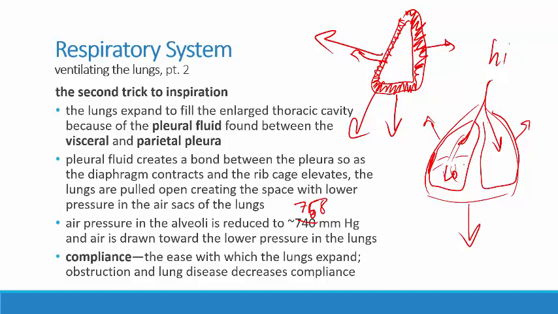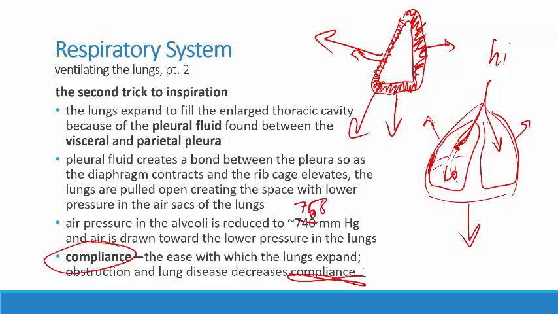So compliance is a term that relates to how easily the lungs expand. The lungs have a lot of elastic tissue that makes them very stretchable. But that elastic tissue also makes it hard to open the lungs a little bit too. So compliance is how easy or how hard it is to stretch the lungs open. But obstruction, anything that blocks the ability of air to flow into the lungs to allow them to stretch open, or lung diseases that reduce the stretchiness of the lung tissue, will decrease compliance, will make compliance less.